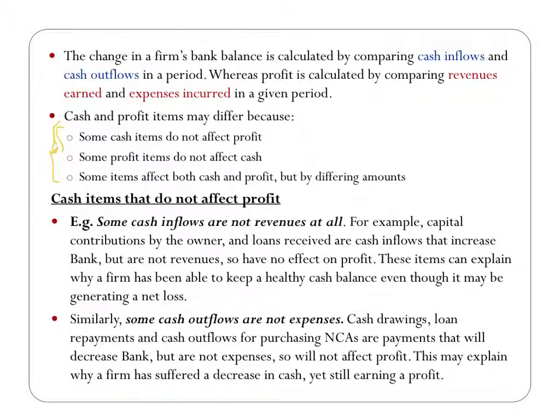All right, let's have a look at the first scenario. Cash items that do not affect profit. Some cash inflows are not considered to be revenues. For example, capital contributions by the owner and loans received from external financiers or banks. They are cash inflows that will increase your cash at bank, but they are not revenues, so they will have no effect on profit. These items can explain why a firm has been able to keep a healthy bank balance, even though it may be generating a net loss.